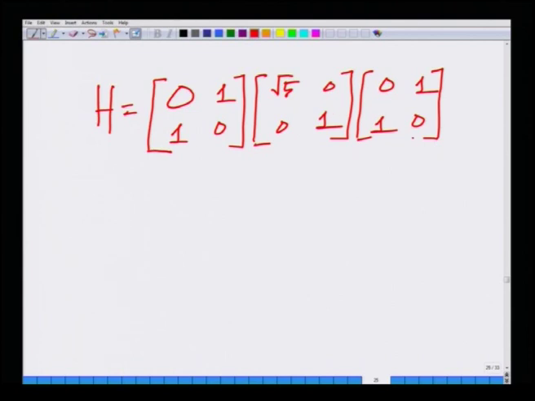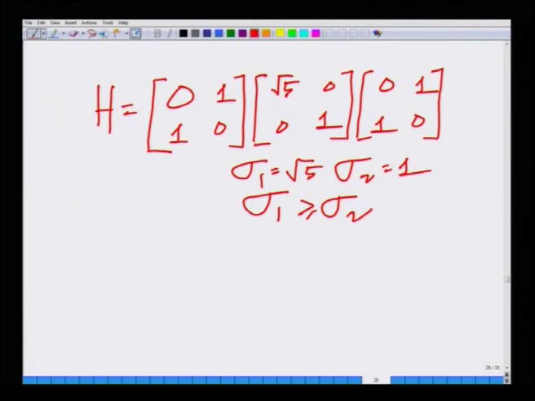Now, you can see the singular values: sigma 1 equals square root of 5, sigma 2 equals 1, so sigma 1 is greater than or equal to sigma 2. Okay. Now, you can see that the singular values are ordered. Further, you can see that the matrix has orthonormal columns, in fact, it is unitary.